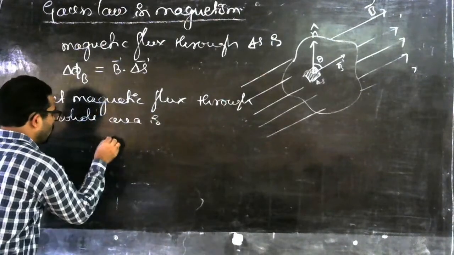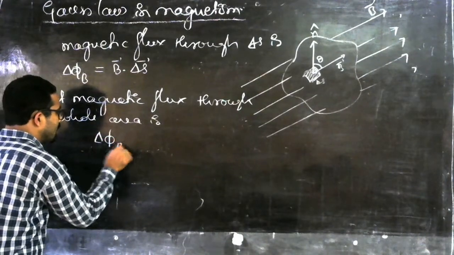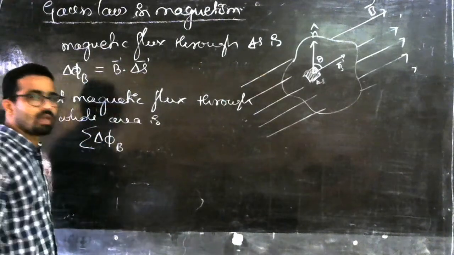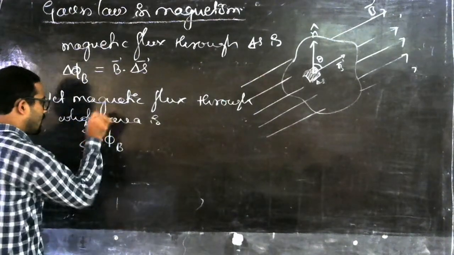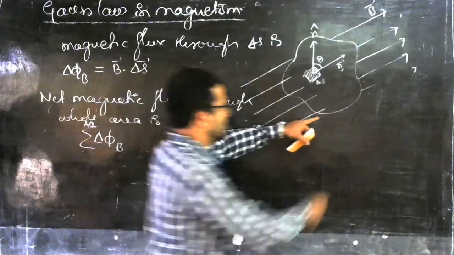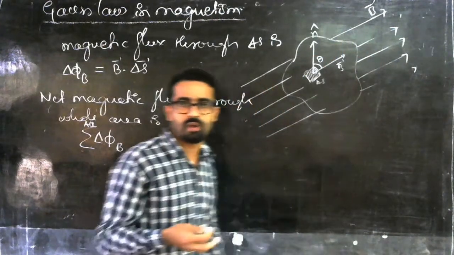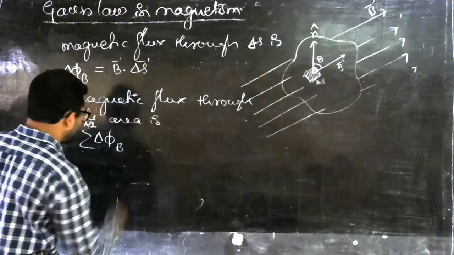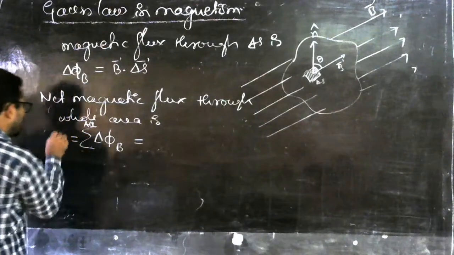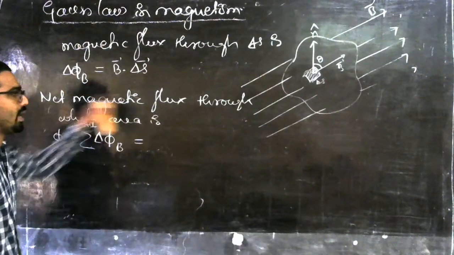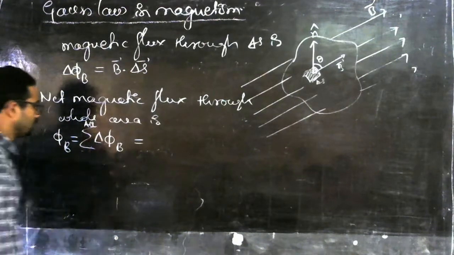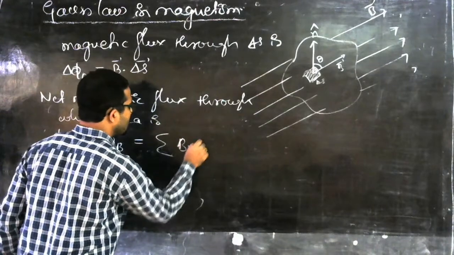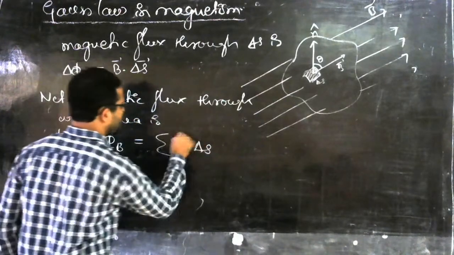is, what we have to do is, delta phi b is the magnetic flux through a small area. Now you have to take the summation over all elements. I told you that we will split this whole surface into small pieces, small areas, and now we have to sum all the areas. If you take the sum of it, then you will get the net, total magnetic flux. So phi b is the summation of B dot delta S.